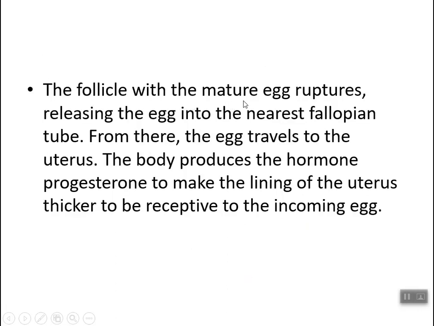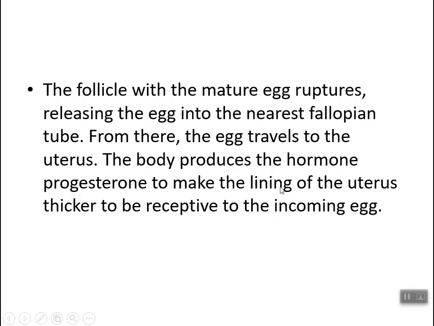So the follicle with the mature egg ruptures. The mature egg is released from the developed mature Graafian follicle. The Graafian follicle ruptures and releases the egg into the nearest fallopian tube. The ovum released from the ovary is near the fallopian tube, and from there the egg travels to the uterus.